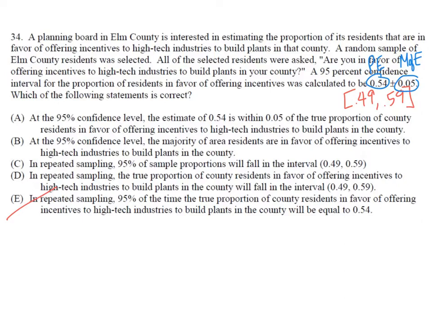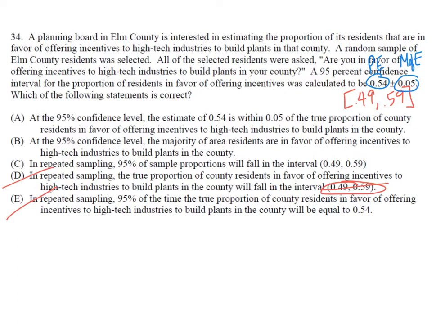This is D: in repeated sampling, the true proportion of county residents in favor of offering incentives to high-tech industries will fall in the interval 0.49 to 0.59. In repeated sampling sets up like confidence level. If you remember, the meaning of confidence level is in repeated sampling, if all of the people doing the sampling created their own interval, then 95% of those intervals would contain the true proportion. This insinuates that if we did it over and over again, we would get the same interval, and that's wrong. So D is out.